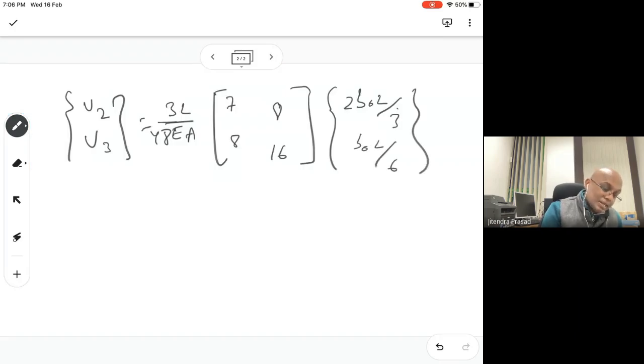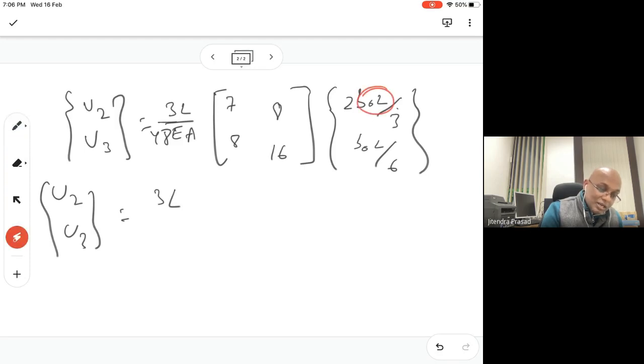And then you can find out the value of U2. So what do we get? U2 and U3 value is equal to 3L multiplied by B naught L. B naught L over 3 we can bring here. So B naught L, which will be common, 48 EA. So B naught L, we put it here.